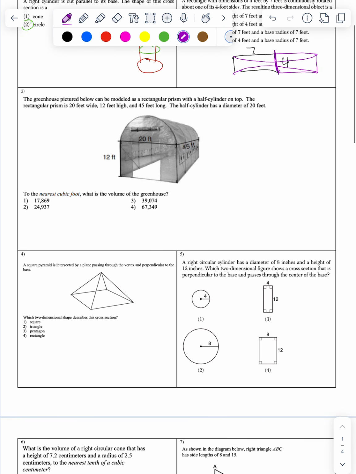In number 3, we have two shapes that we need to find the volume of in order to make the full greenhouse. We need to find the volume of the half cylinder on top, and we need to find the volume of the rectangular prism on the bottom. So some people during class were asking if you needed to subtract the empty space inside, and the answer is no, because it's a tent. Oh, sorry, it's a greenhouse that people can go inside.